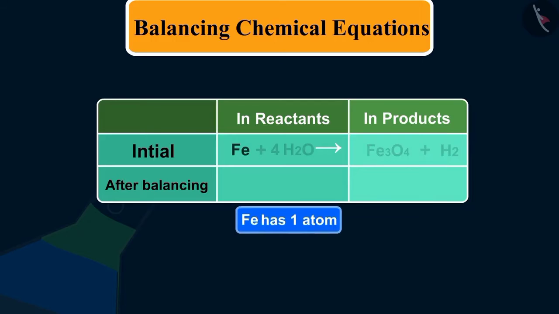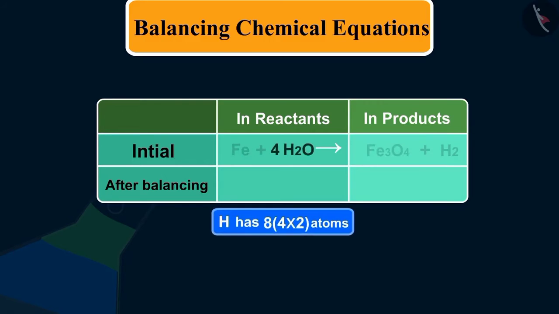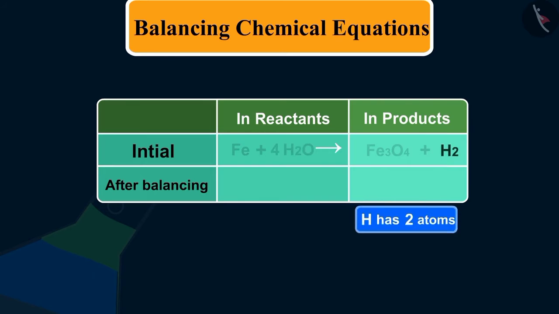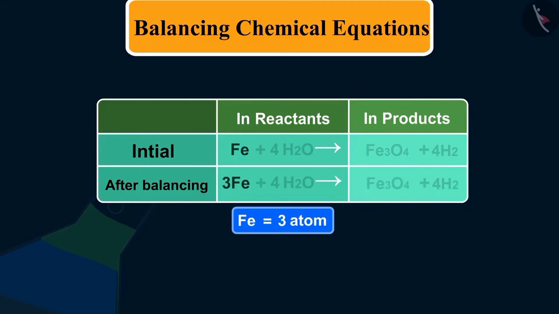Fe has 1 atom in LHS and 3 atoms in RHS, and H has 8, 4 by 2, at LHS and 2 atoms at RHS. So to balance the hydrogen atom, the number of H2 molecules on the right side needs to be 4. Now to balance iron, on the left side we take 3 atoms of iron.